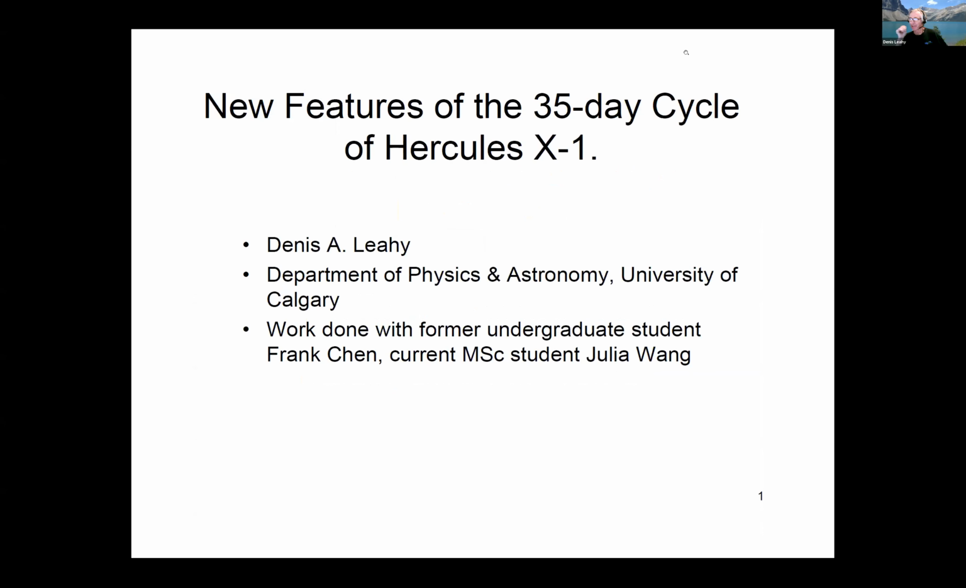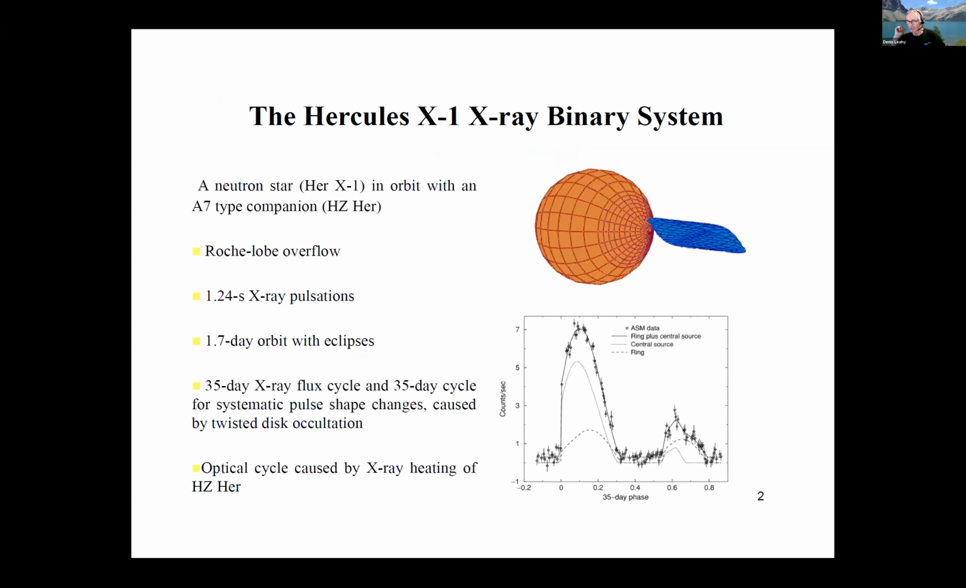All right. Okay. Well, this is basically an update on some work that's been done recently by myself, University of Calgary, and some of my students based on recent observations of Hercules X1. So I start with just a brief reminder of what the system is. It's a neutron star undergoing Roche-lobe accretion with an intermediate mass companion, a 2.3 solar mass star.